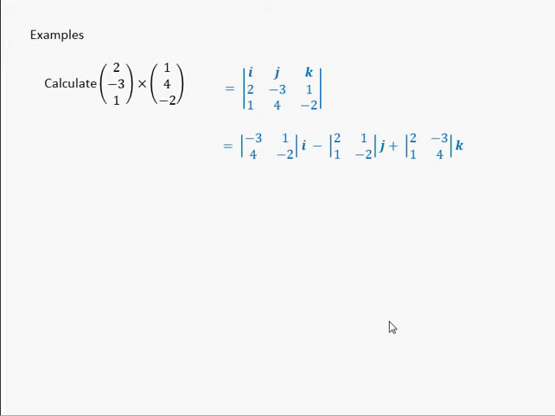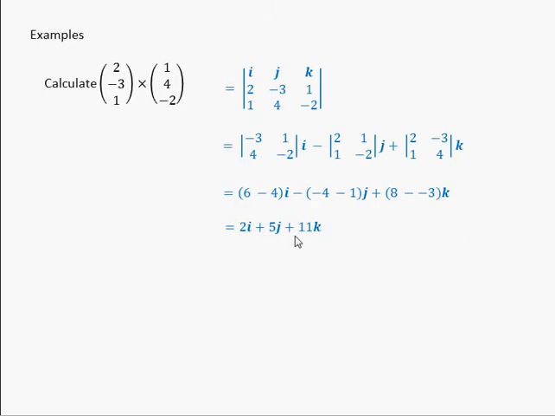Right. Working that out, it's ad minus bc each time. 6 minus 4, minus 4 minus 1, 8 minus negative 3. That's your answer.